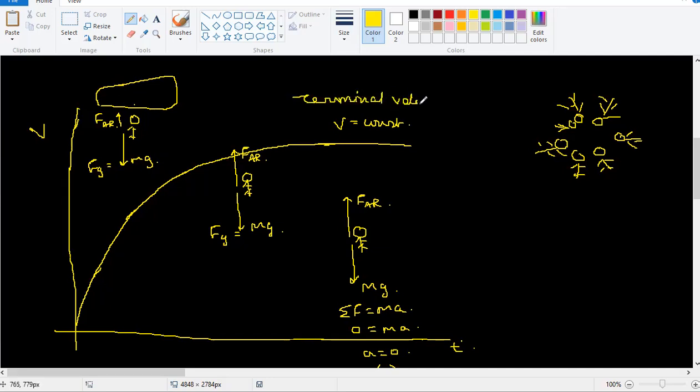Take it down properly, as the diagram is not clear in the handbook. All these things are very, very important, so draw it properly. It's called terminal velocity. Terminal means what? Coming to a stop. So the velocity does not increase further. He's still moving, but the velocity is not increasing further. That's why it's called terminal velocity.